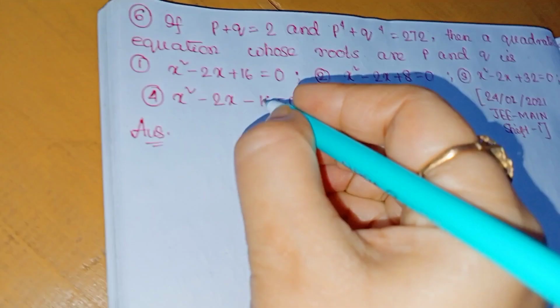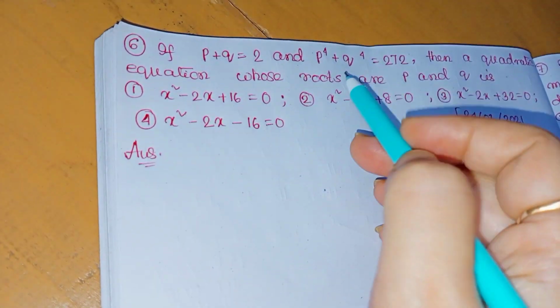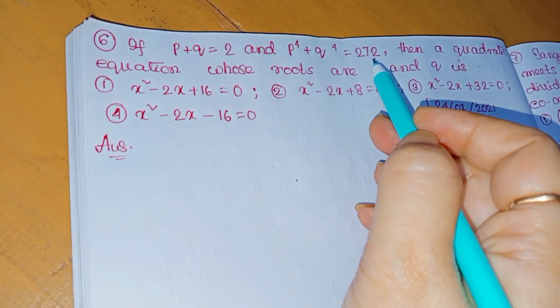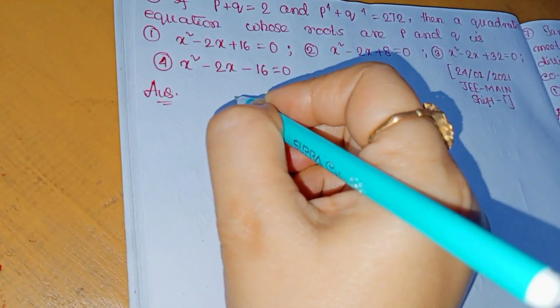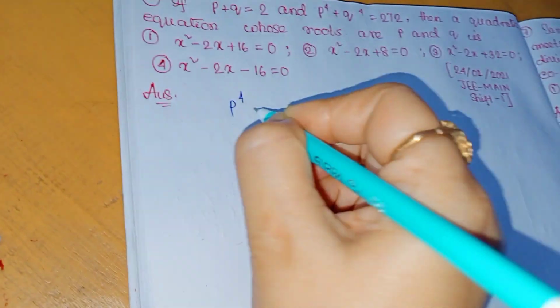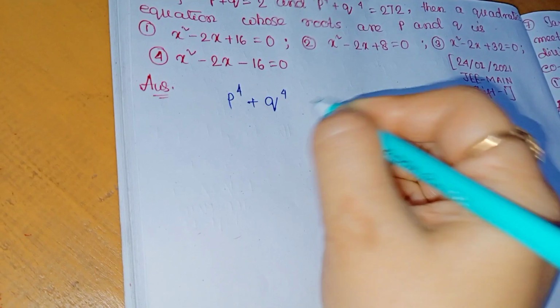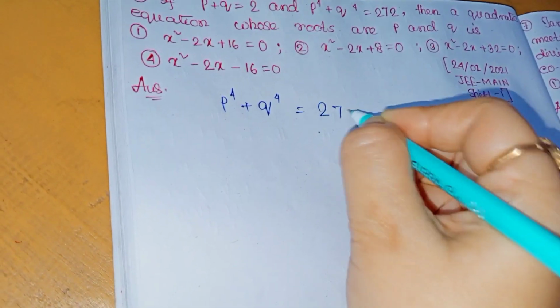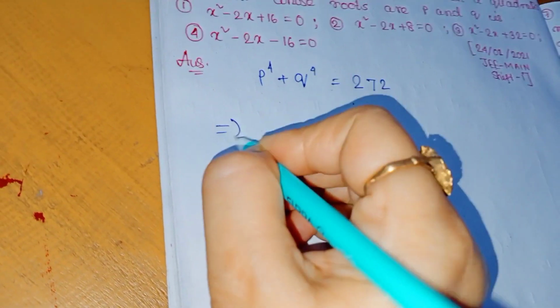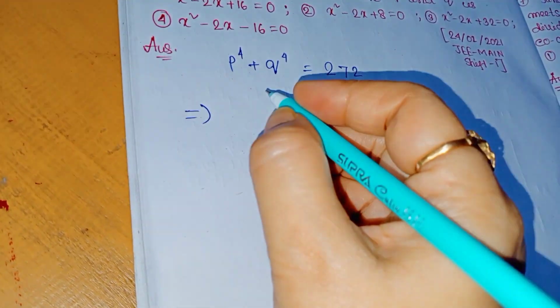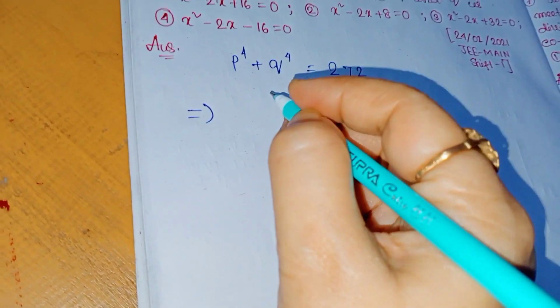Given that p plus q is equal to 2 and p to the power 4 plus q to the power 4 is equal to 272. So p to the power 4 plus q to the power 4 is equal to 272. So now factorize this.